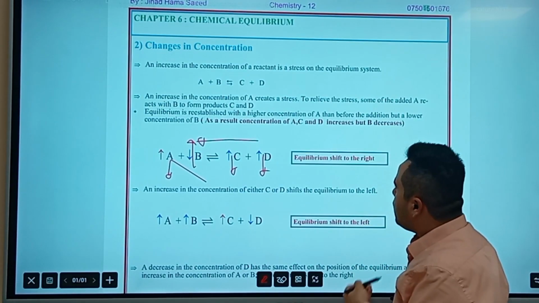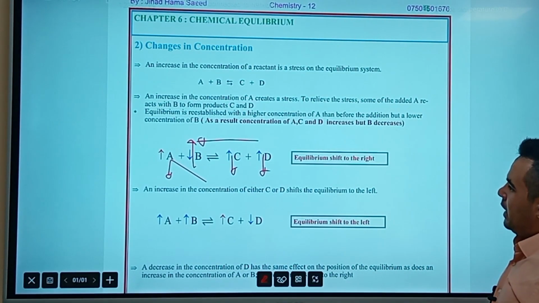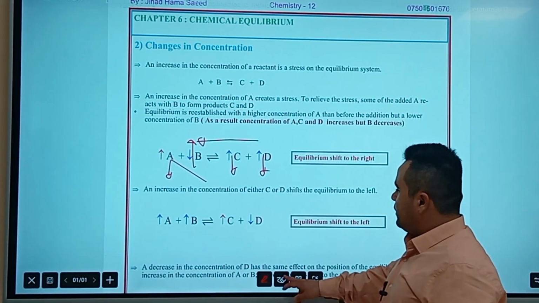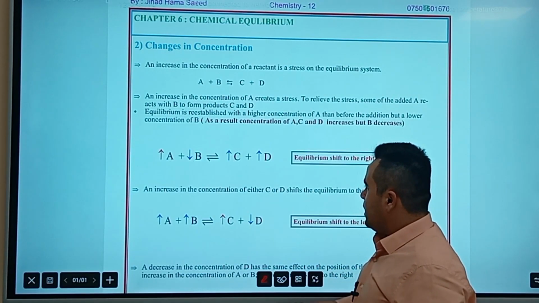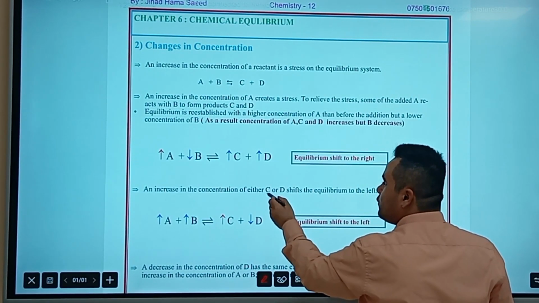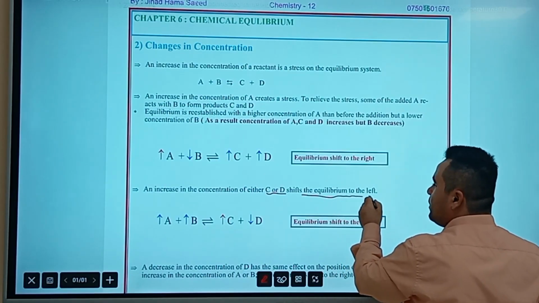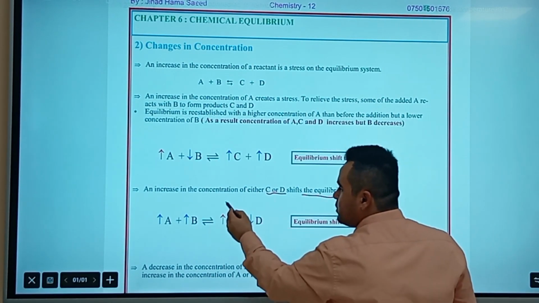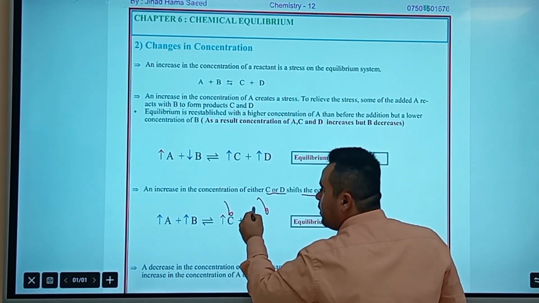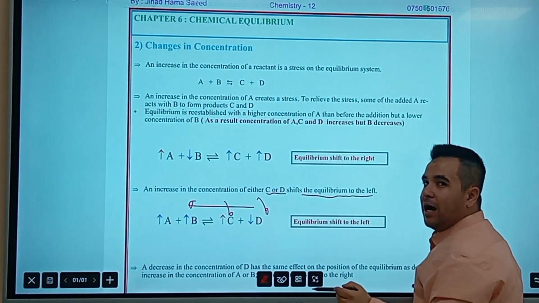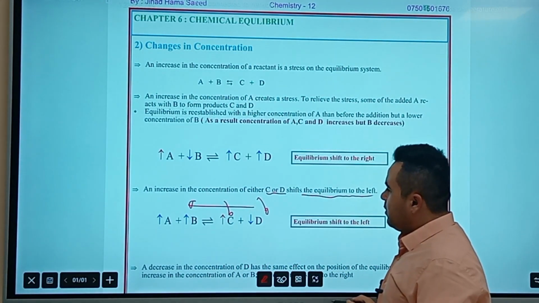So that's how the concentration works for shifting the equilibrium, guys. And increasing the concentration of C and D shifts the equilibrium to the left. Why? Because increasing C or D shifts it toward the reactant, since they exist in the product.